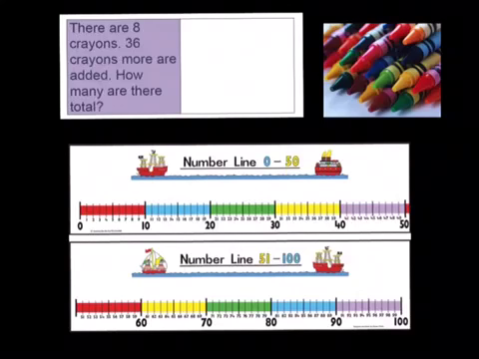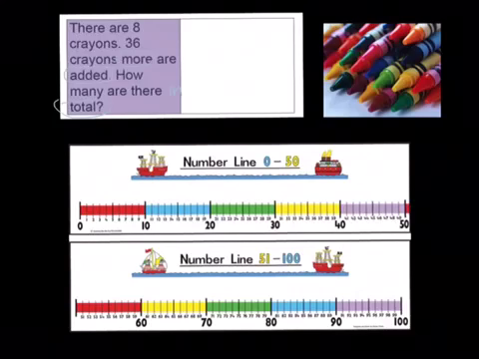Okay, there are 8 crayons. 36 crayons more are added. Those two words tell us that we're going to do addition. We're going to put numbers together. How many are there, should say, in total? Total is another word that gives us a clue that we're going to add numbers together.